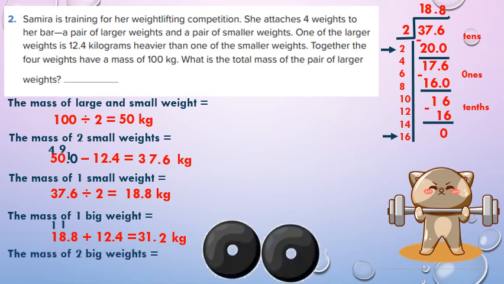So the mass of two big weights is 32 and 2 tenths by 2. 2 by 2, 4. 2 by 1, 2. 2 by 3, 6. So the mass of two weights is 62 and 4 tenths kilogram.